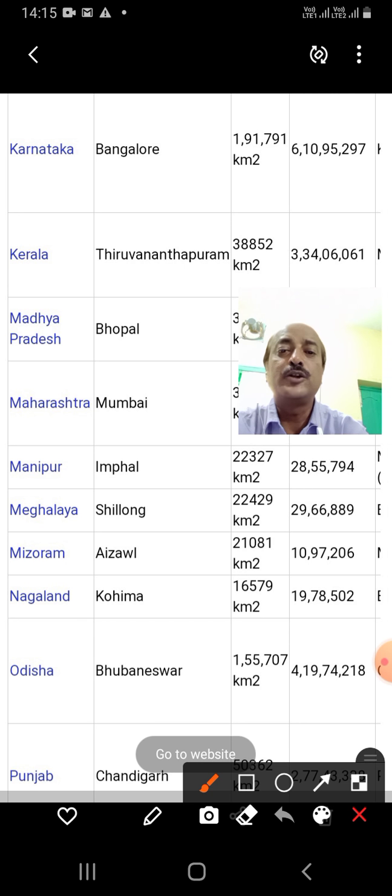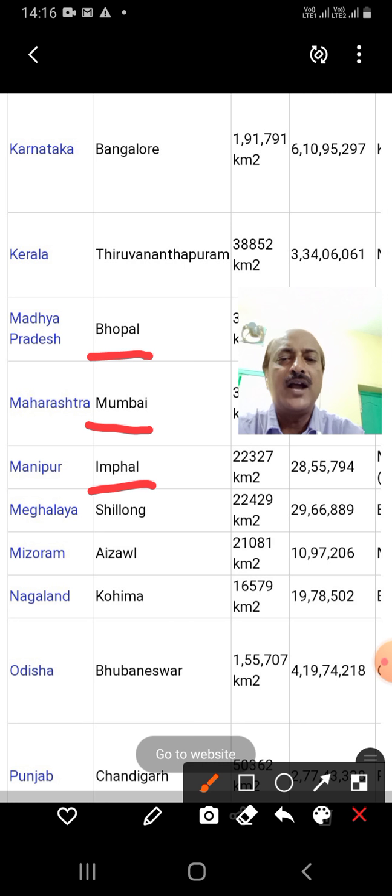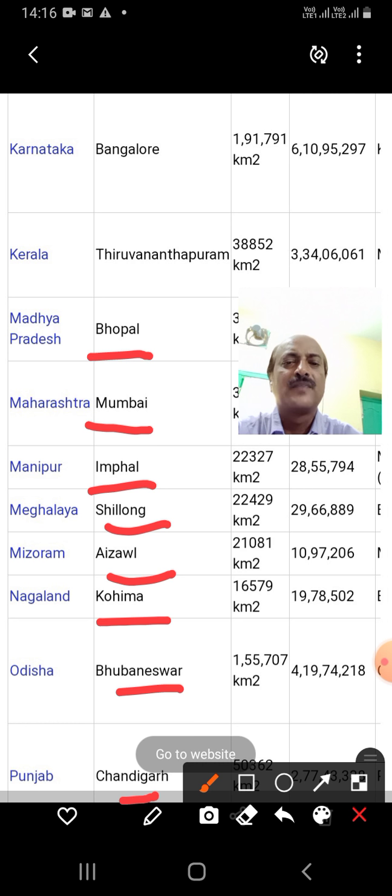Kerala, Thiruvananthapuram. Many of you get confused by saying this name. Madhya Pradesh, Bhopal. Maharashtra, Mumbai. Manipur, Imphal. Meghalaya, Shillong. Mizoram, Aizawl. Nagaland, Kohima. Odisha, Bhubaneswar. Punjab, Chandigarh.